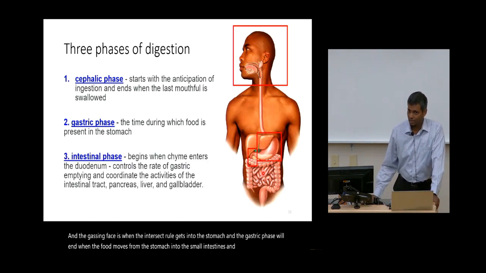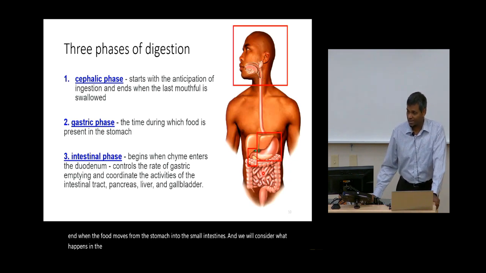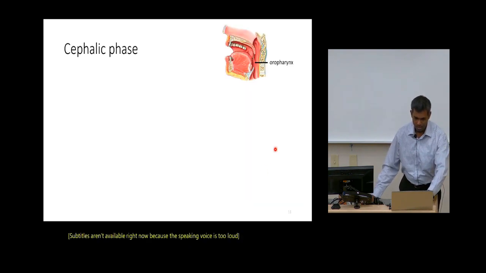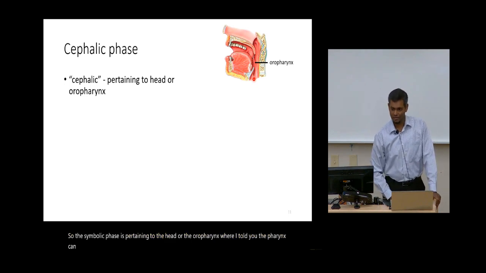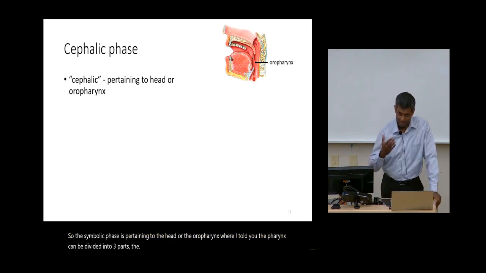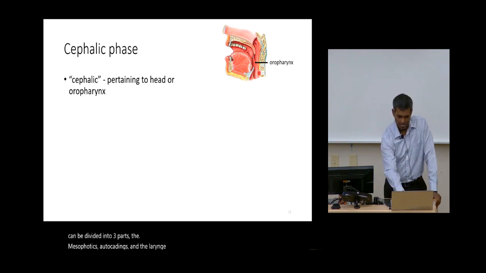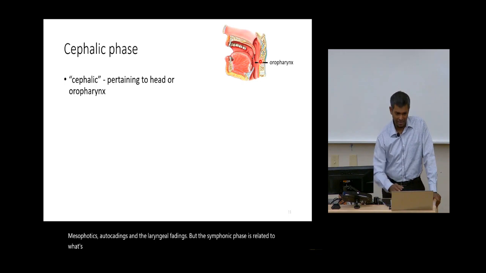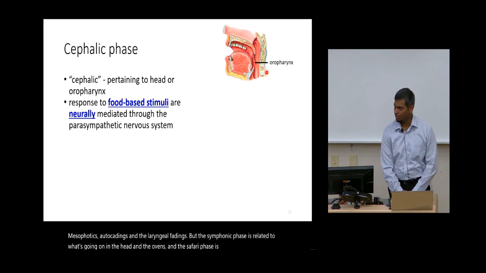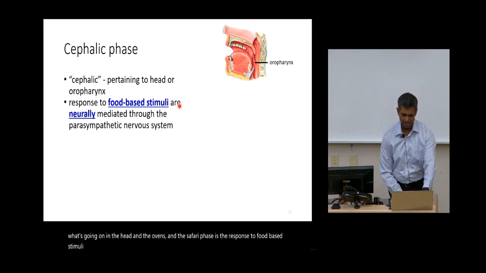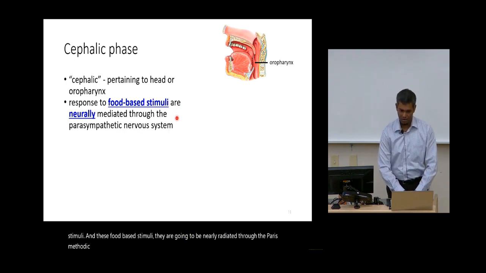And we will consider what happens in the cephalic phase today, and also we'll get into parts of what's discussed in the gastric phase. So the cephalic phase pertains to the head or the oropharynx, right? I told you the pharynx can be divided into 3 parts: the nasopharynx, oropharynx, and the laryngopharynx, but the cephalic phase is related to what's going on in the head and in the oropharynx. And the cephalic phase is the response to food-based stimuli, right? And these food-based stimuli are going to be neurally mediated through the parasympathetic nervous system.